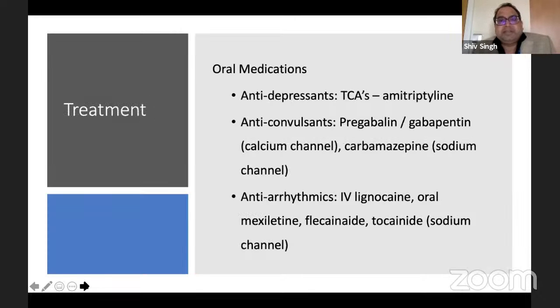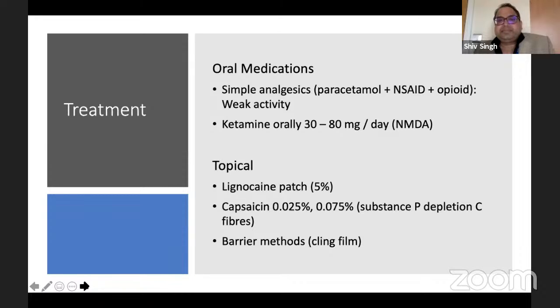The modalities of treatment basically can have patients on oral medications, tricyclic antidepressants like amitriptyline, anticonvulsants like pregabalin or gabapentin, which act on calcium channels, and carbamazepine acting on sodium channels. Antiarrhythmic drugs like IV lignocaine, oral mexiletine, flecainide, tocainide. Sodium channel blockers have also been used to some extent. Even simple analgesics, paracetamol, NSAIDs, or weak opioids can be used. Ketamine can be used, which acts on NMDA receptors, 30 to 80 milligrams per day.